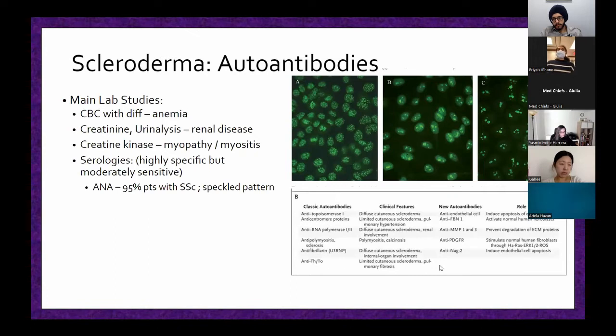So the basic tests are very important. A CBC may pick up leukopenia, anemia, thrombocytopenia, especially if there's vascular phenomena going on. A creatinine is very important to check for renal disease or scleroderma renal crisis, as well as a UA to look for casts. And also, in terms of CBC, a peripheral smear can be helpful to look for schistocytes or microangiopathic hemolytic anemia if there's concern for scleroderma renal crisis. A CK may help to look for myositis if the muscles are involved.